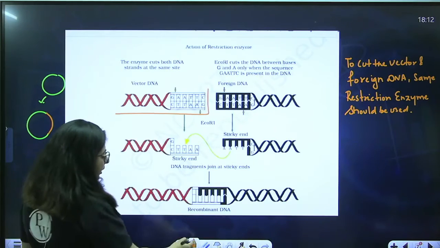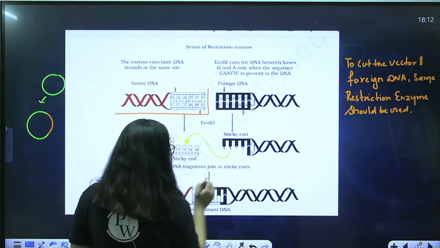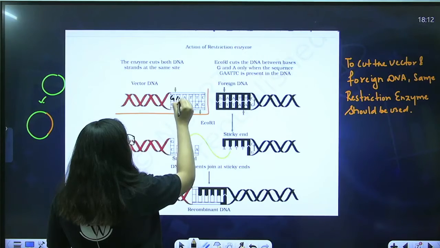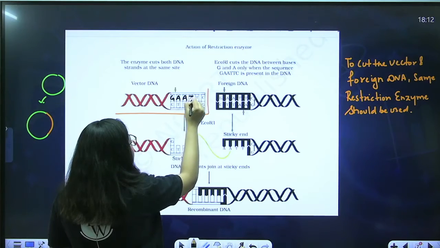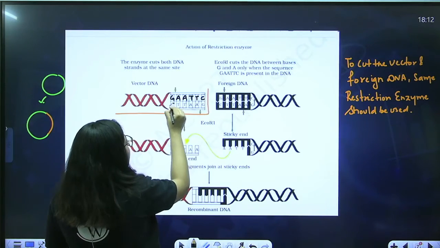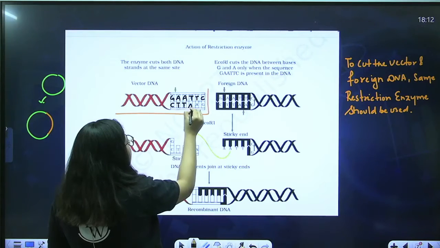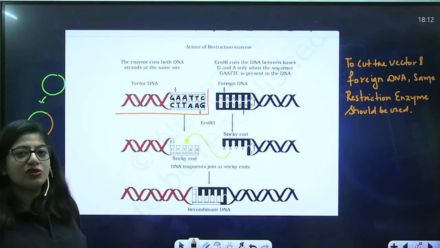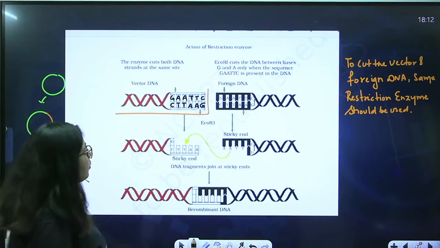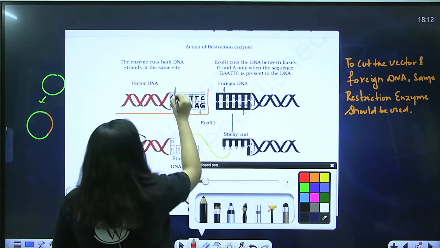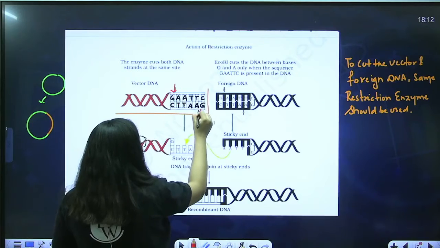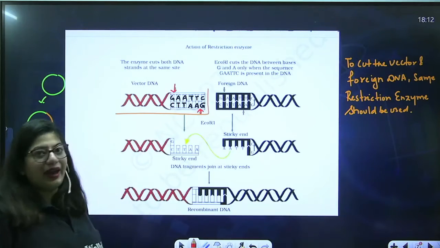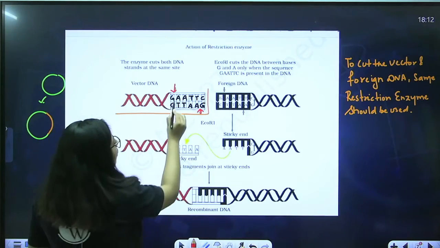If you can't see that, let me just make it more clear. This is G, A, T, T, C, and C, T, T, A, G. So this is the recognition sequence of EcoR1. EcoR1 will be making nicks here and cutting it. When you cut it, you will get ends. How will it get cut?